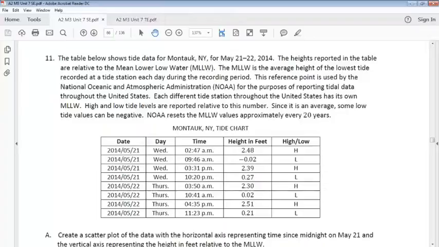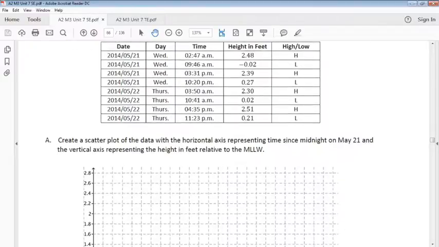Okay, this problem is pretty gnarly. It has a lot of information. And then we have all this stuff right here. When I first read this, I'm like, man, how am I going to graph this thing? And then I read A.